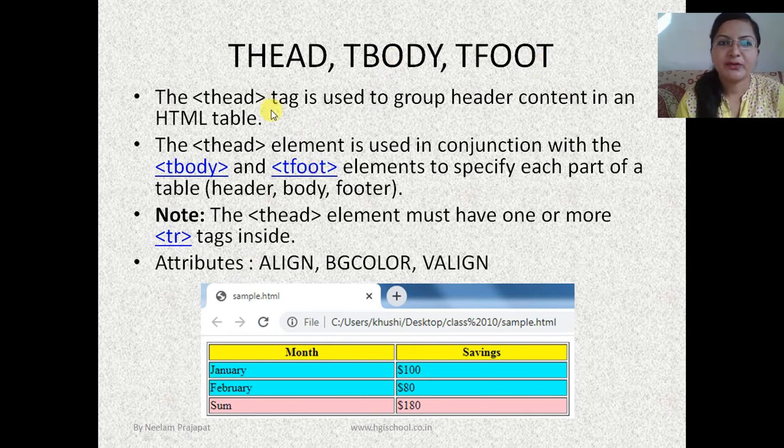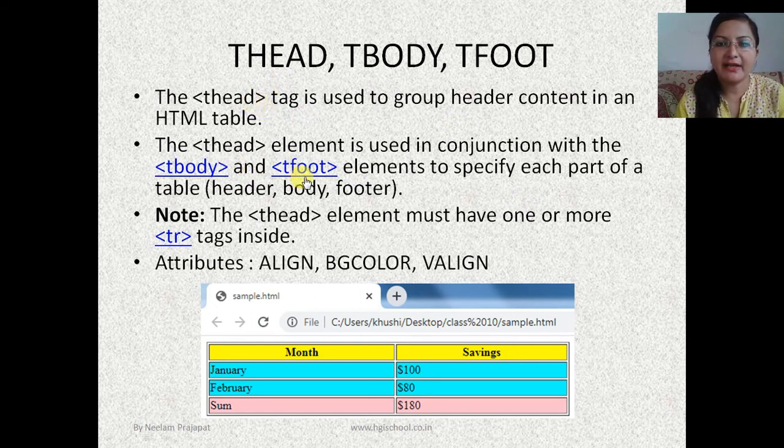The THEAD tag is used to group the header content. In some of the tables you might have seen there are two or more headings, heading as well as subheadings. Like in subjects, you know very well there are so many subjects. If it is physics, chemistry and maths, then the subject is the heading and physics, chemistry, maths are the subheadings. That means there will be two rows in the header. At that time we can put those two rows in THEAD.